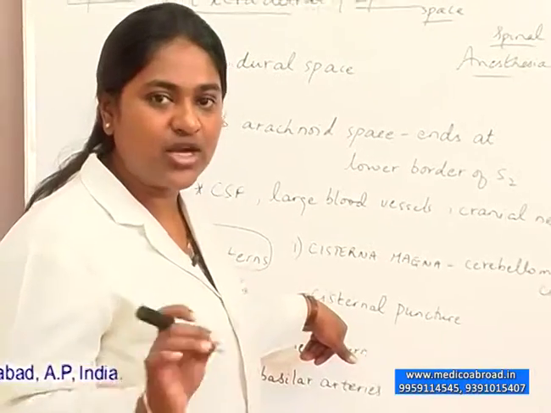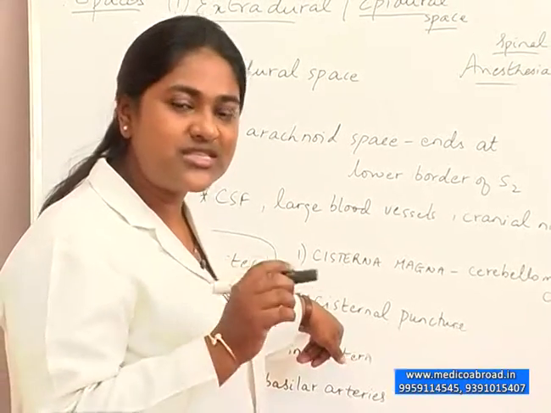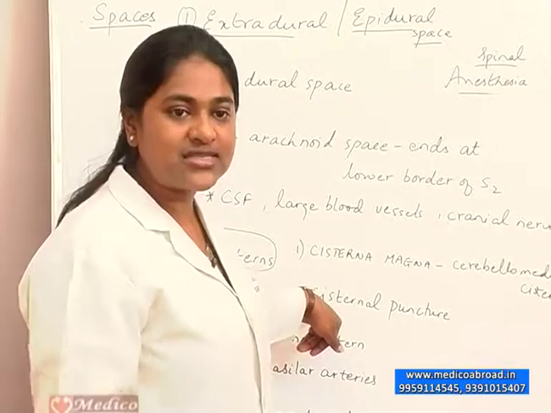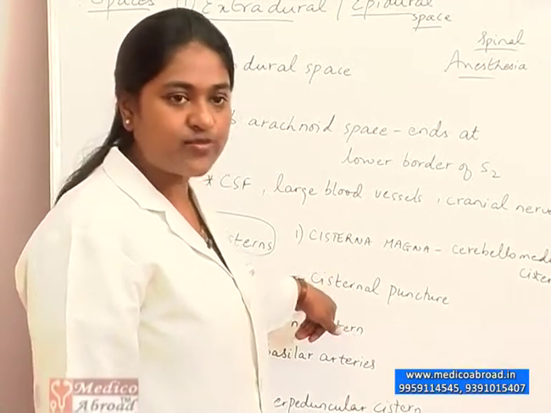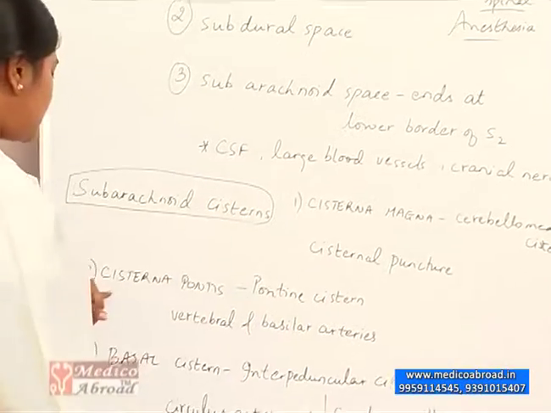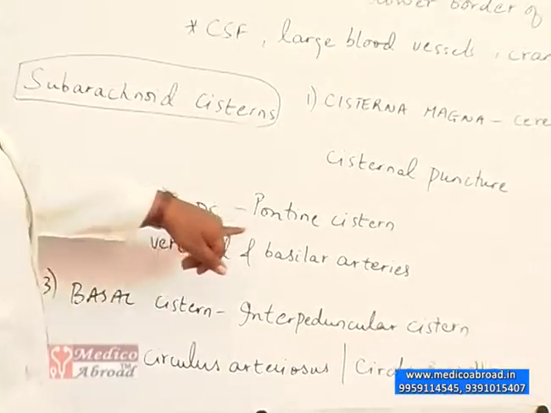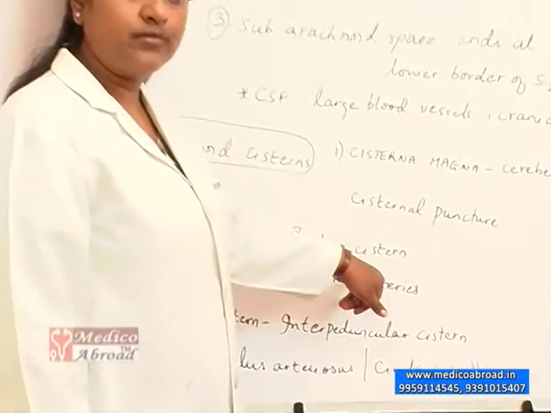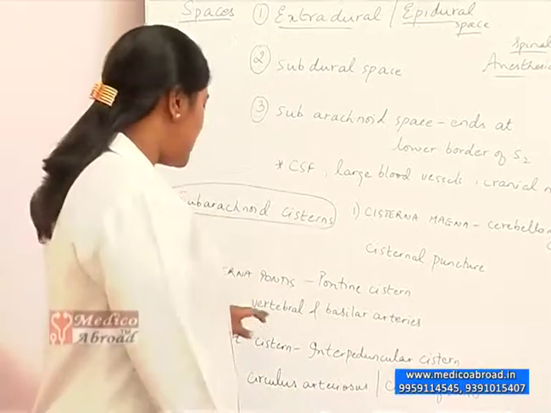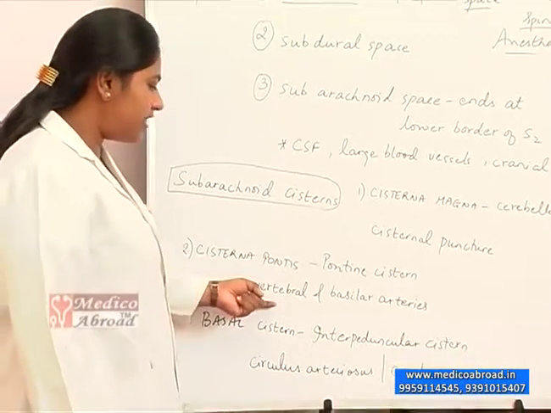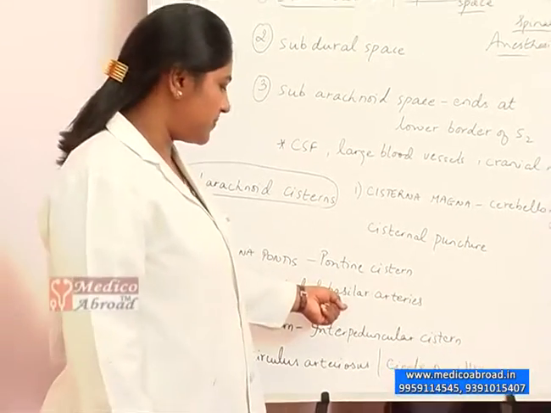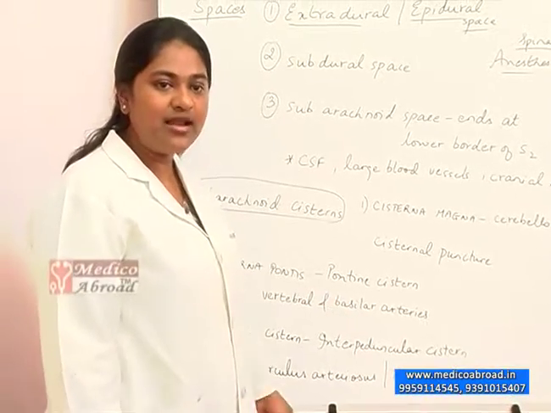A cisternal puncture, like a lumbar puncture. You can do a cisternal puncture from here and access some CSF or cerebrospinal fluid. Then you have the cisterna pontis or pontine cistern. This encloses the vertebral and the basilar arteries.